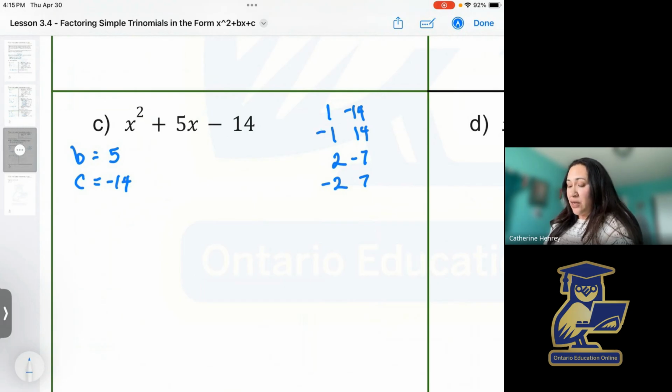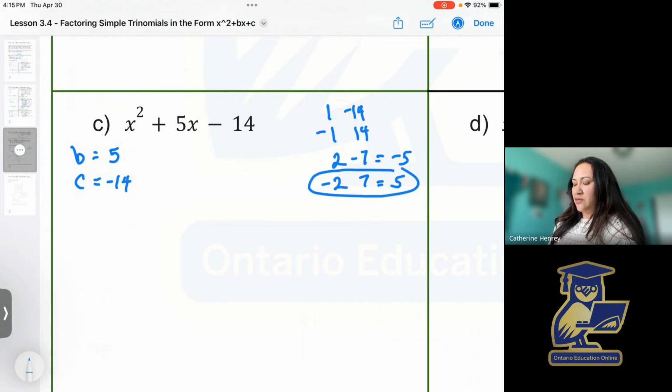So let's go and check which pair adds up to give you 5. I'm only going to check the 2's and 7's here. So 2 minus 7, that's going to give me negative 5. And negative 2 plus 7 is going to give me positive 5. So my choice here is negative 2 and 7. So I get x minus 2 times x plus 7.